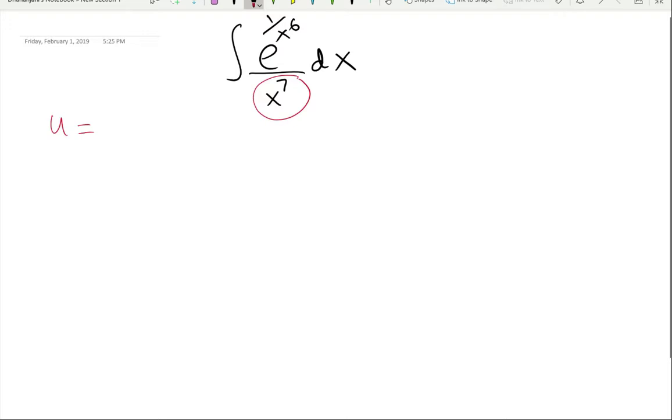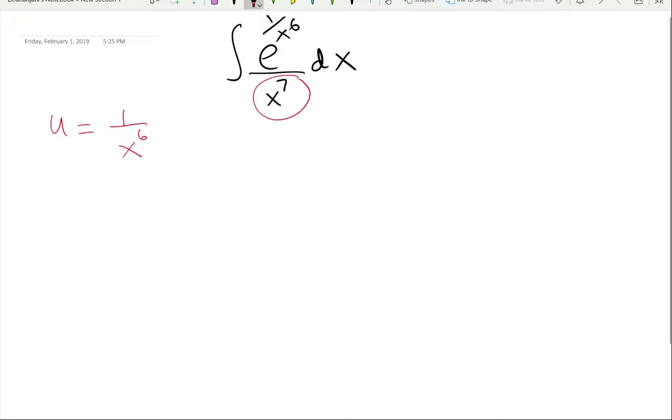But here's the thing. What is the really inside function? What is the function part that is inside another function by its meaning? Well, 1 over x to the 6 is inside e, right? But 1 over x to the 7 is sort of like outside. So between those choices, I would stick with 1 over x to the 6, which is literally the meaning of inside function.